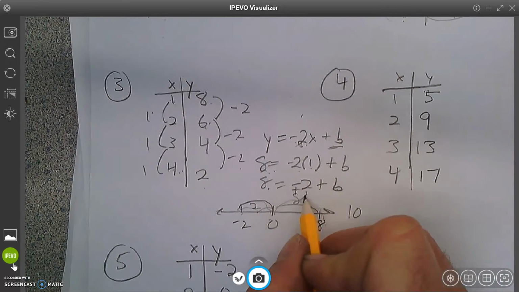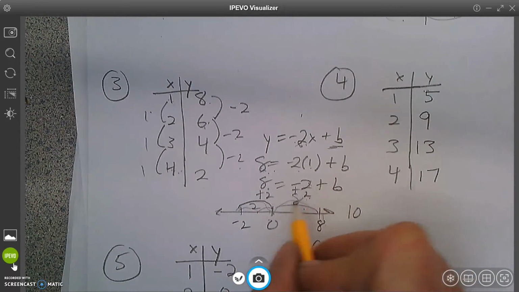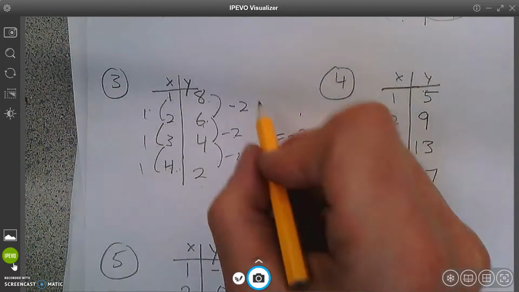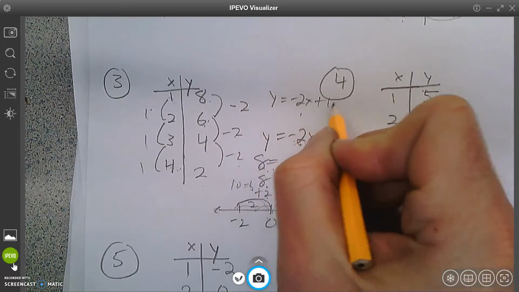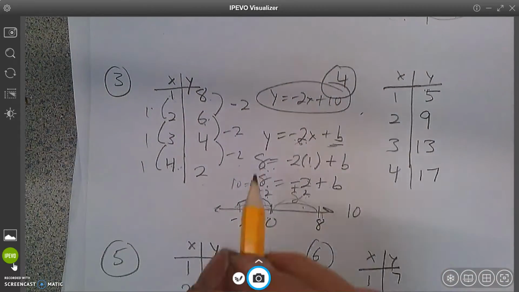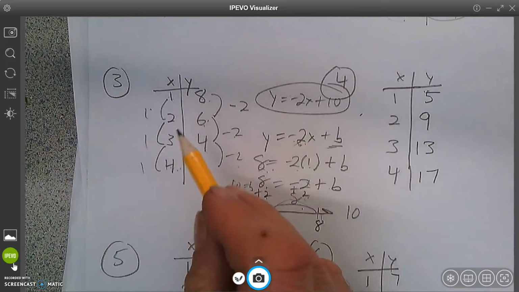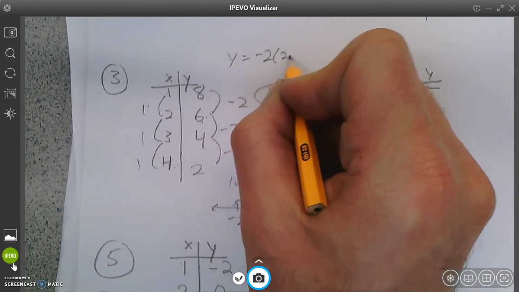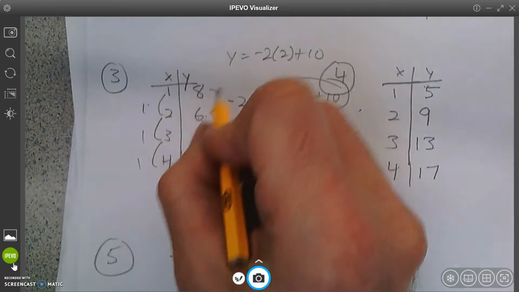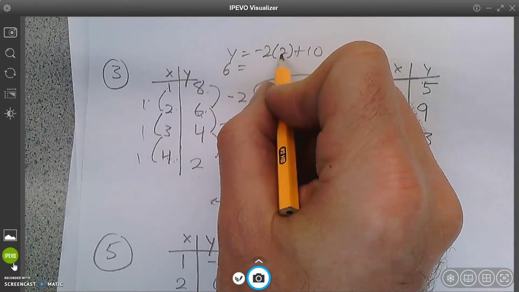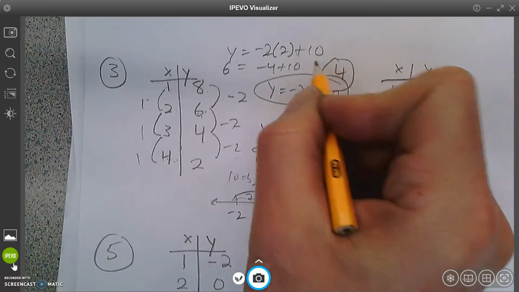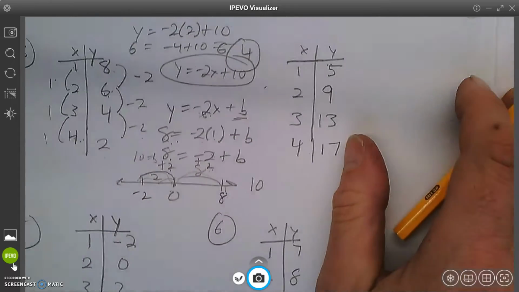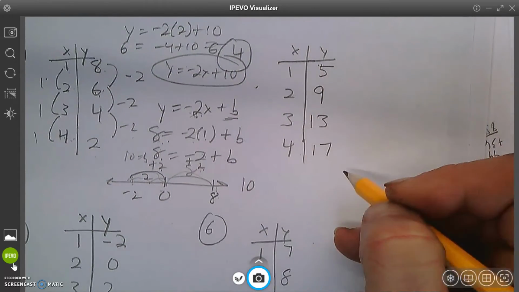Or I can just solve this equation and just add 2 to both sides. And I get 8 plus 2, which is 10, equals b. So this one is y equals negative 2x plus 10. There we go. Negative 2x plus 10. Let's choose 2. Let's see if it works. So y equals negative 2 times 2 plus 10. Does that give me 6? Let's see. Negative 2 times 2 is negative 4 plus 10 is 6. Got it. All right, let's try this one. You try it. This one's number 4. Ready, set, go.